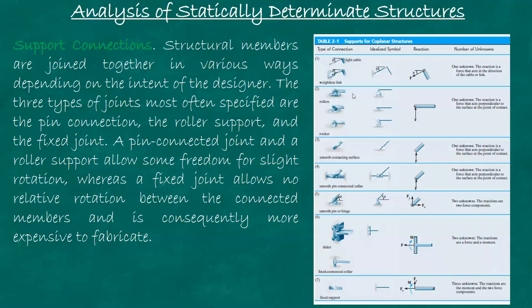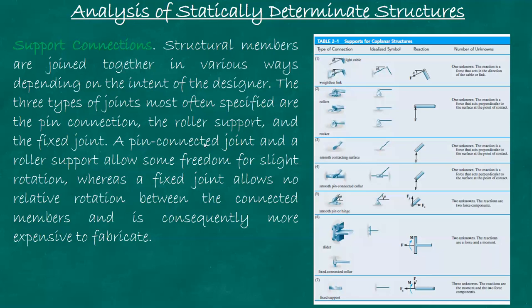Statics, support reactions. Structural members are joined together in various ways depending on the intent of the designer. The three types of joints most often specified are the pin connection, the roller support, and the fixed joint. Can you relate to this? Supports are usually pin, roller, or fixed, like the cable, the pin connected collar, and the slider.